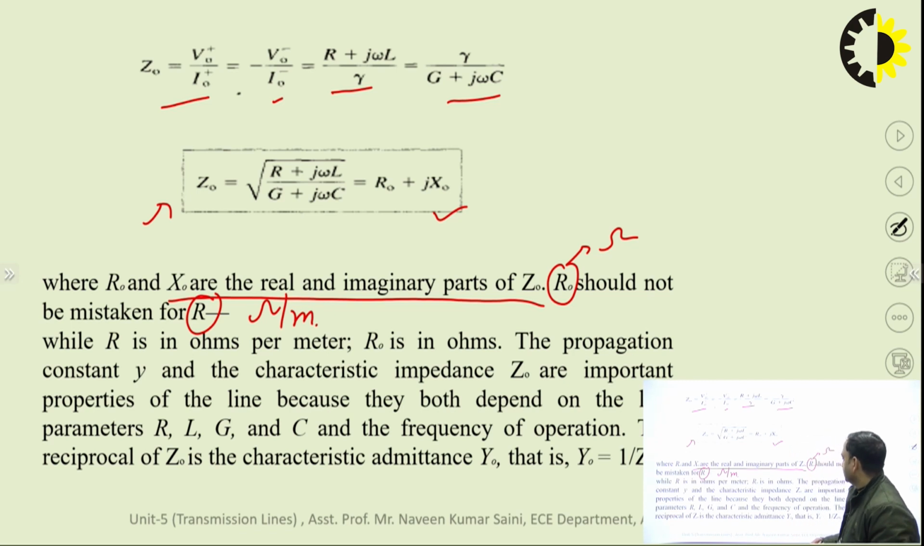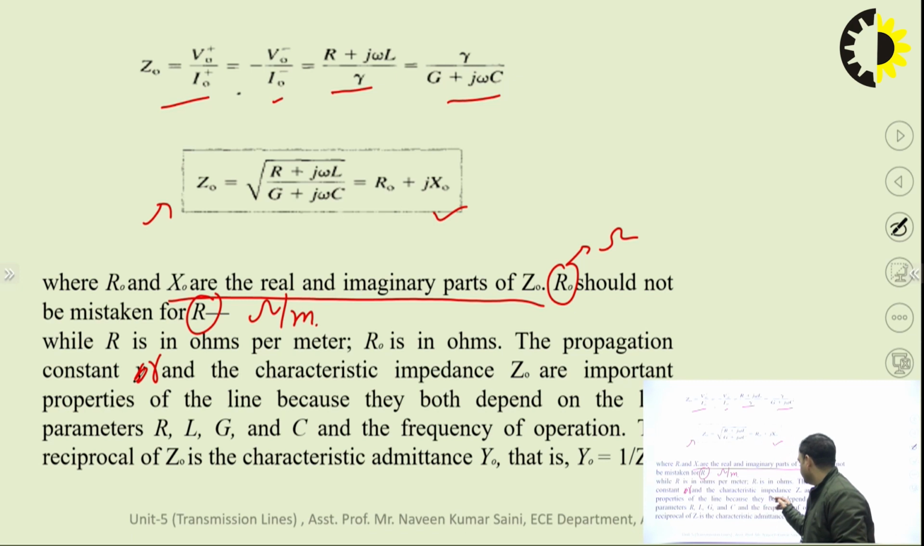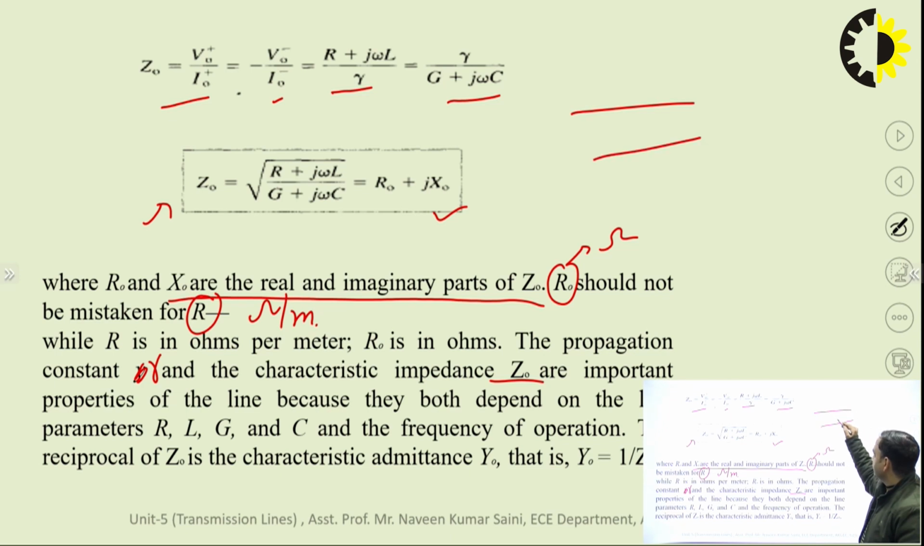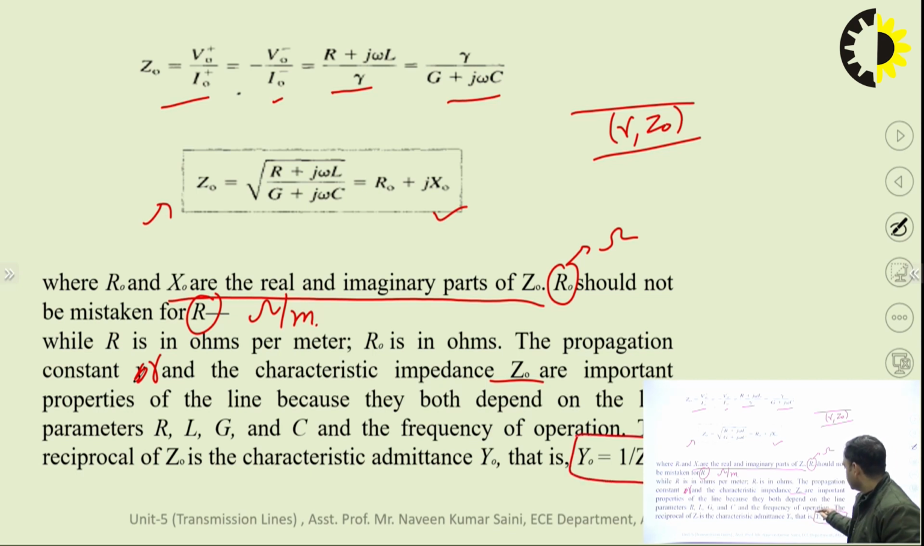Okay, fine. So here we are defining the propagation constant gamma. The propagation constant gamma and the characteristic impedance Z naught are the important properties of the line. So any line we define by gamma and Z naught. Gamma is the propagation constant and Z naught is the intrinsic impedance, or the characteristic impedance, sorry. When we want the characteristic admittance Y naught, that is Y naught equal to 1 upon Z naught.